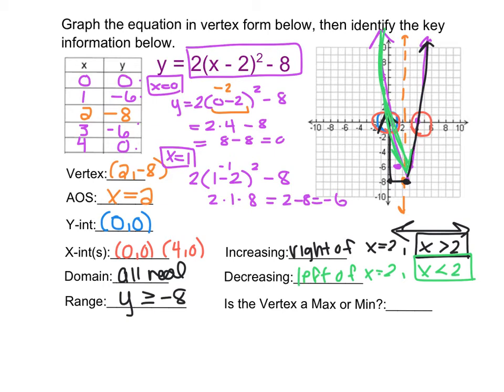Then this last piece here asks us to identify if the vertex is a minimum or a maximum point. And if I look down here, this is the lowest point on the graph. And because it's the lowest point on the graph, that vertex is a minimum point.